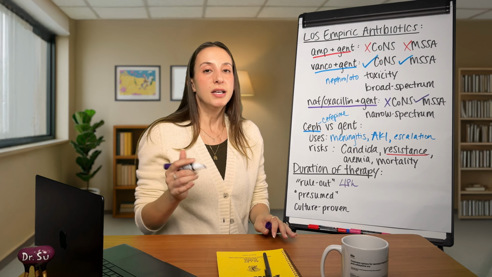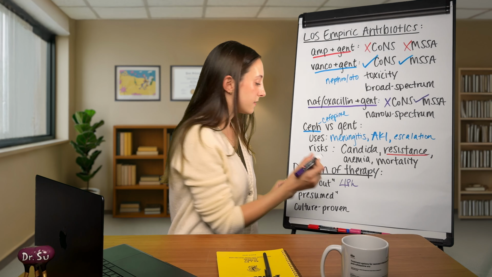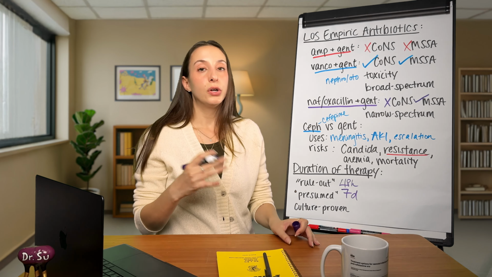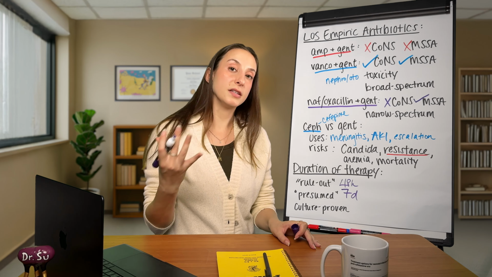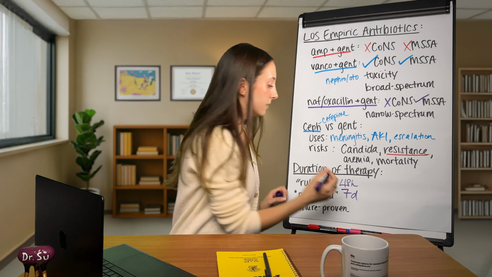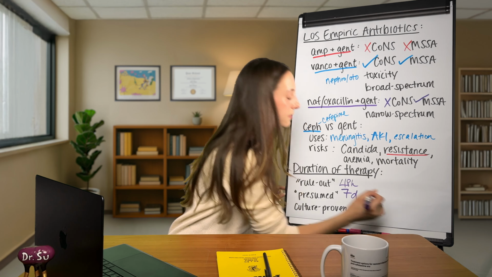Presumed sepsis is when the culture doesn't grow out, but you still have some conviction that the neonate has sepsis. So we usually treat this for 7 days. Culture-proven sepsis also obviously means that the culture did come back positive, and so we're going to treat for a full course. Depending on the organism, that will be 7 to 14 days.